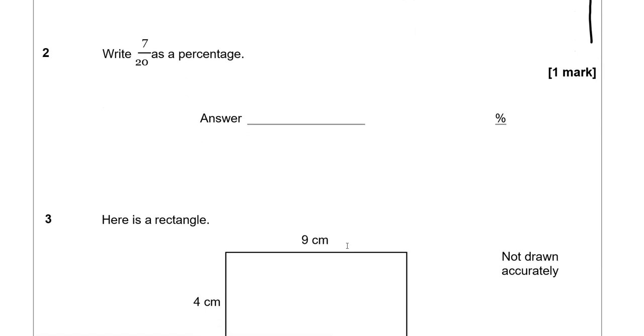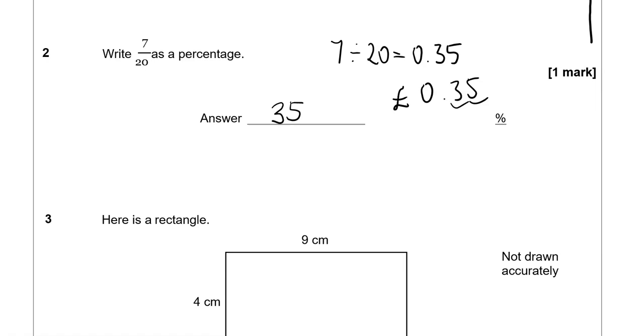Write 7/20 as a percentage. So that means 7 divided by 20. And you can use a calculator, which gives us 0.35. Now that is like when you have 35 pence. So that is 35%. You could just multiply the 0.35 by 100 as well. So the answer is 35%.